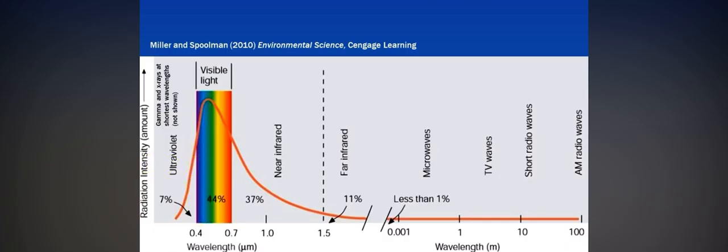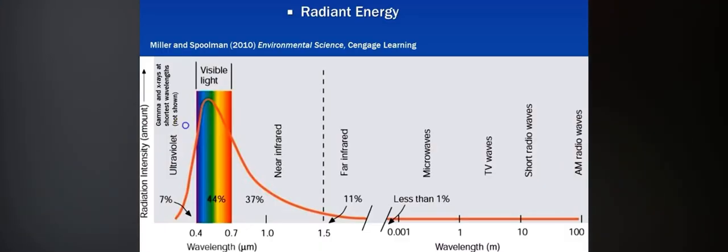We also have ultraviolet, and beyond the ultraviolet we have gamma rays and X-rays. That's even shorter wavelengths. And as you go in the other direction from sunlight, we get near infrared and then far infrared. Microwaves, TV, shortwave radio, and AM radio waves. The electromagnetic spectrum is radiant energy, the energy that radiates from something.